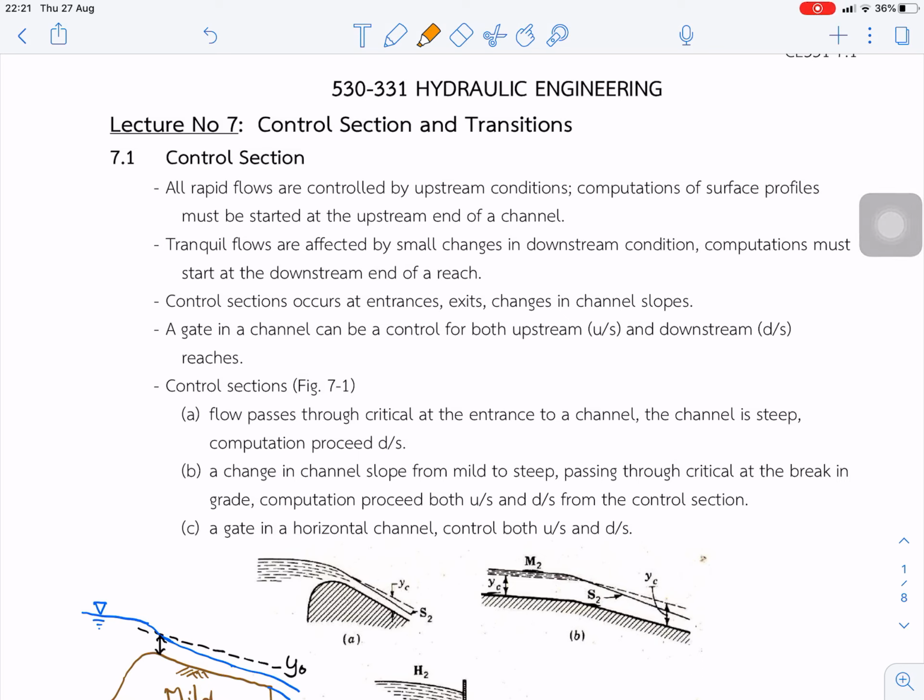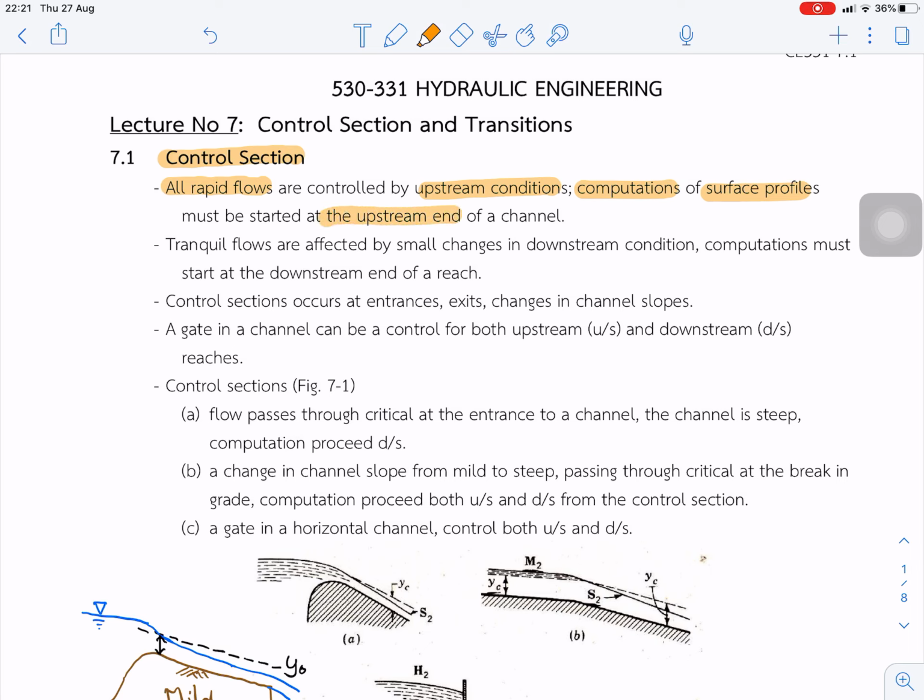Lecture number 7, control section and transition. A control section means the section where we normally know the depth of the flow. For the case of rapid flow or supercritical flow, it is controlled by upstream conditions, so computation of the subsurface profile must be started at the upstream end of the channel.